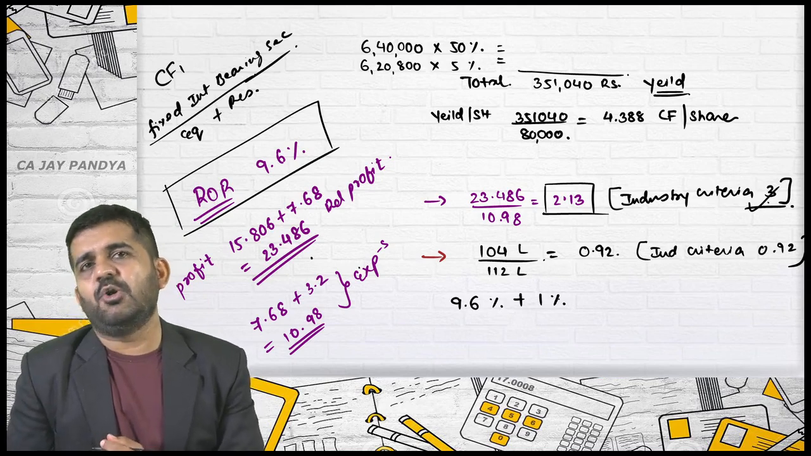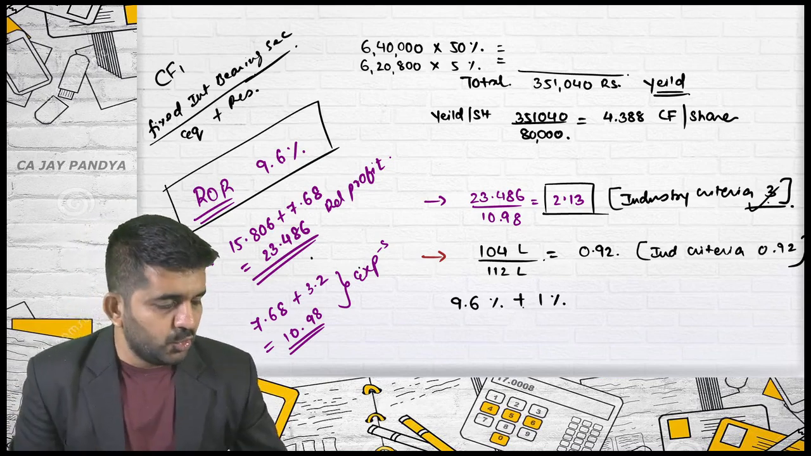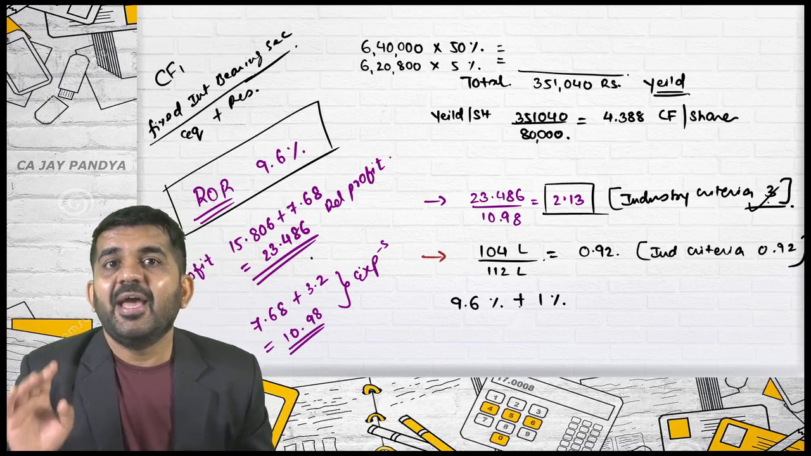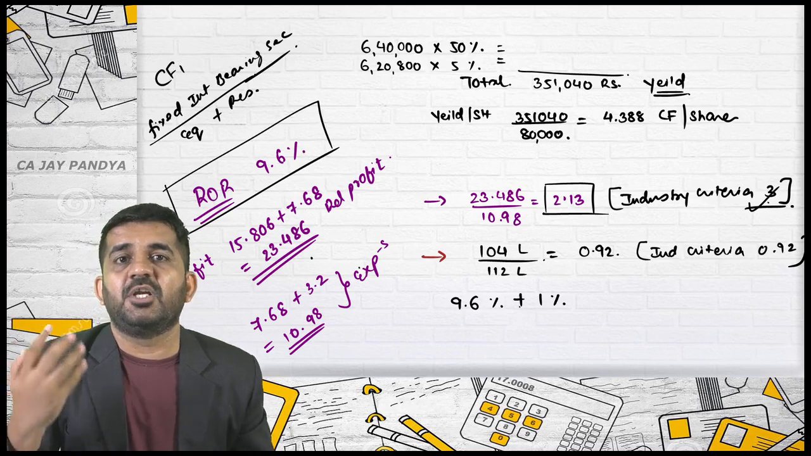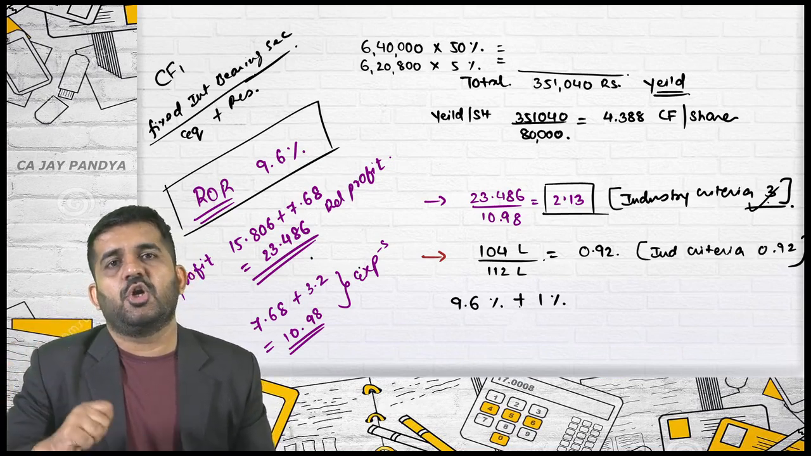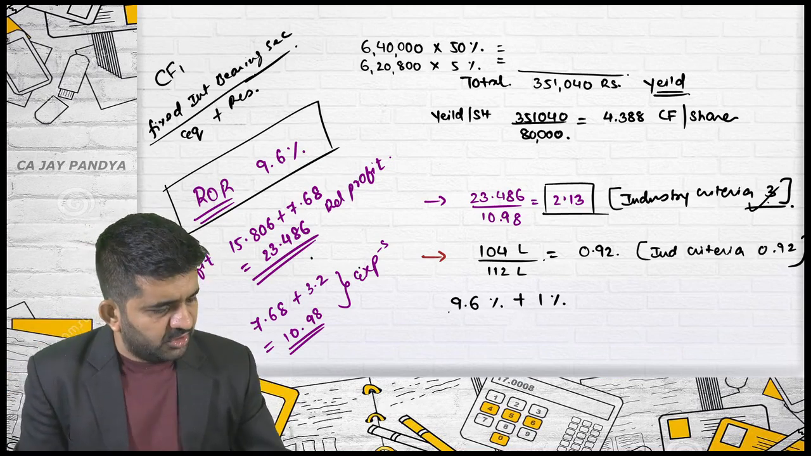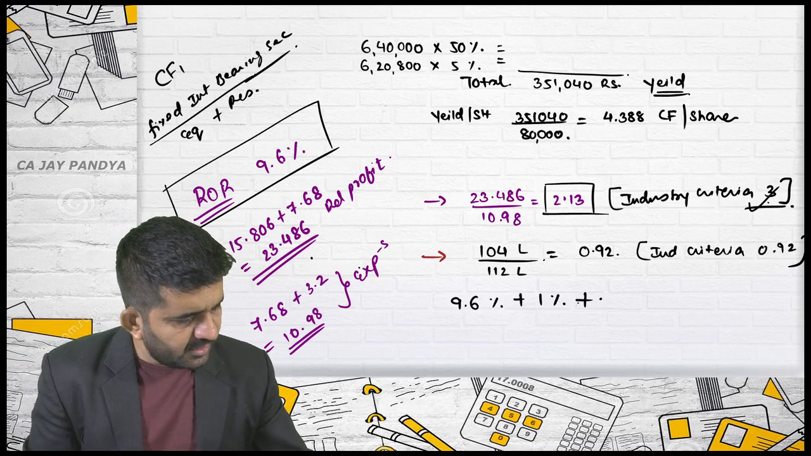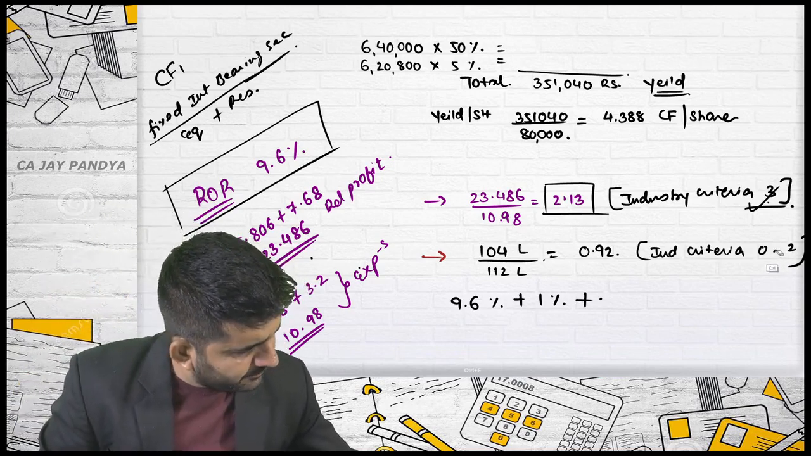Sir, why not 0.5%? You can add 0.5% also, but you should not deduct. As the risk increases, the required rate of return increases. Understand that from the CAPM model. Risk increases, your required rate of return increases. Is it alright?